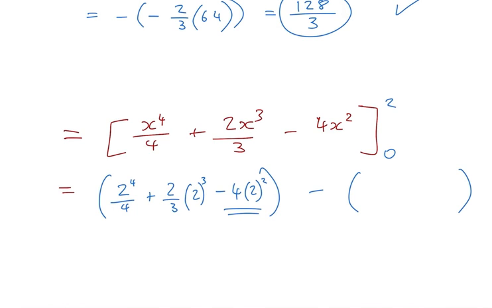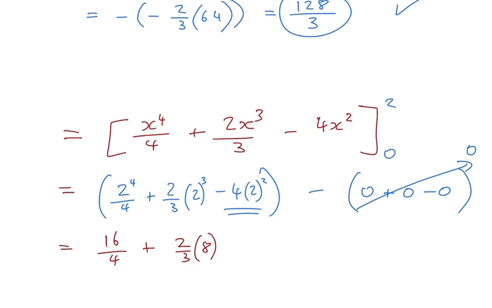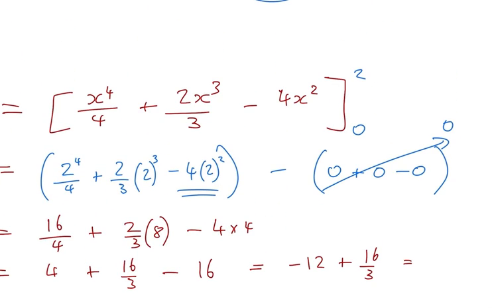And then in the second bracket, I substitute in my 0. So this becomes 0 plus 0 minus 0. So again, that's all just going to be 0. Let's simplify this first bracket. So this becomes 16 over 4 plus 2/3 of 8 minus 4 times 4, which is 4 plus 16 over 3 minus 16, which equals minus 12 plus 16 over 3, which finally equals minus 20 over 3. And that is my finished second area.